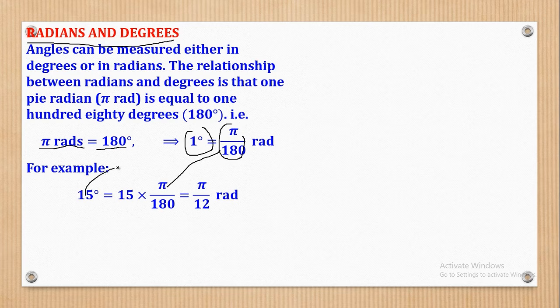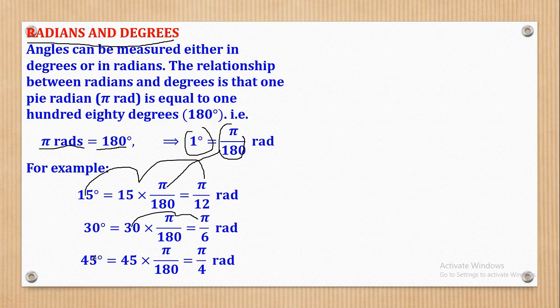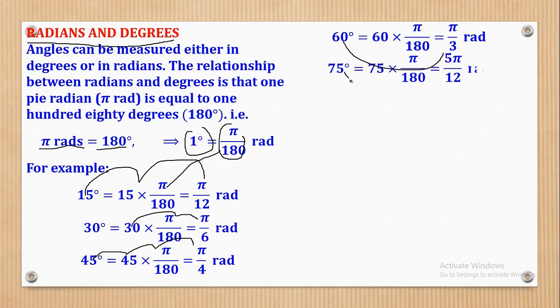15 degrees will be 15 times pi over 180 to come up with pi over 12. Then 30 degrees will be 30 times pi over 180 to come up with pi over 6. Then 45 will be 45 times pi over 180 to come up with pi over 4. Then 60 degrees is pi over 3, 75 degrees is 5 pi over 12, and 90 degrees is pi over 2.